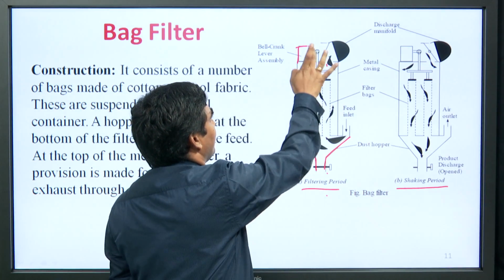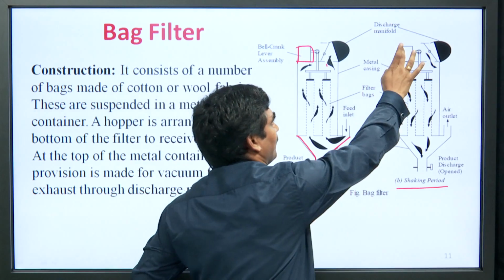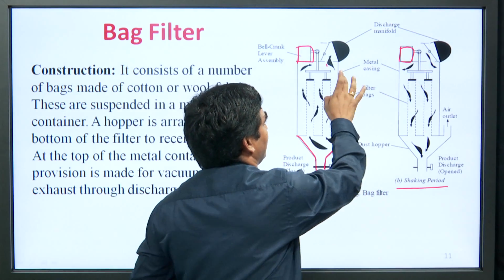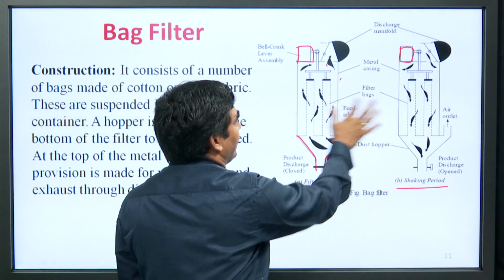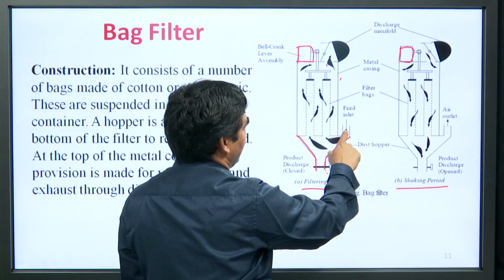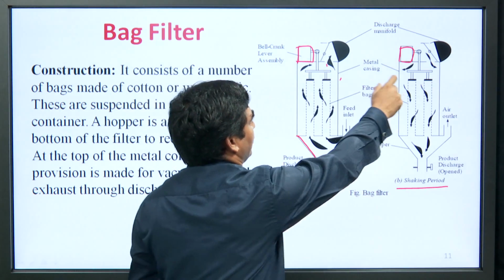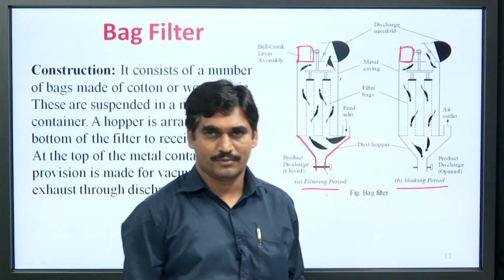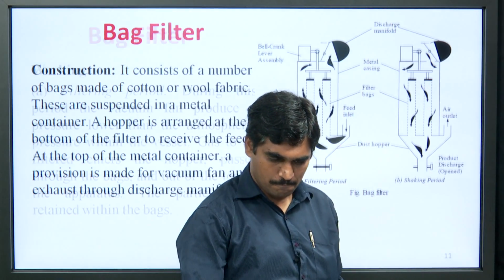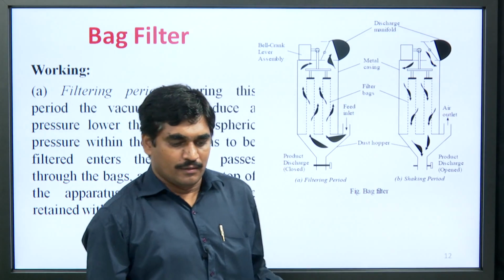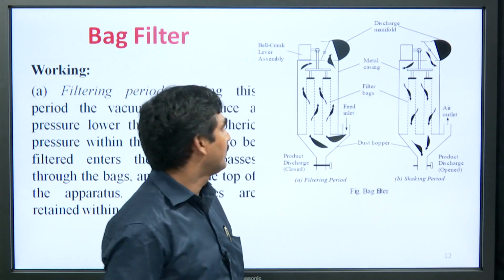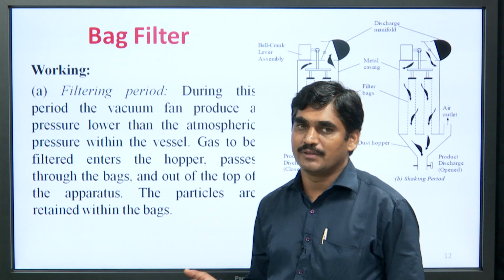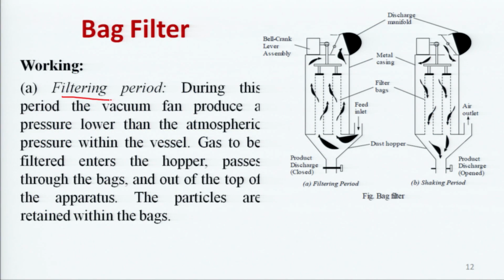So, this is a bell crank assembly. This is the metal casing. These are filter bags. In the first case, the particle is entering into the bag. In the second case, the particle is falling off through the bag. Working of this bag filter, as I have previously explained, operates in two steps, that is the filtering period.